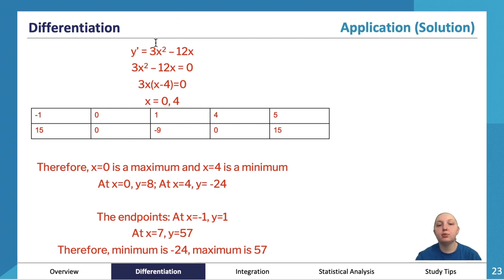Then, in order to find our stationary points, we're going to make this first derivative equal to 0, and we're going to solve. It's a fairly simple solve, so you get 3x times (x minus 4) equals 0. And then your two solutions to that are going to be x equals 0 and 4. From here, we want to pop this into a table of values. So we've got 0 as our first stationary point and 4. And we've picked -1 as the lower number to 0, 1 as the higher number to 0 and the lower number to 4, and then 5 as the upper number to 4. Substituting each of those numbers back into our first derivative equation, we'll get 15, 0, -9, 0, 15.